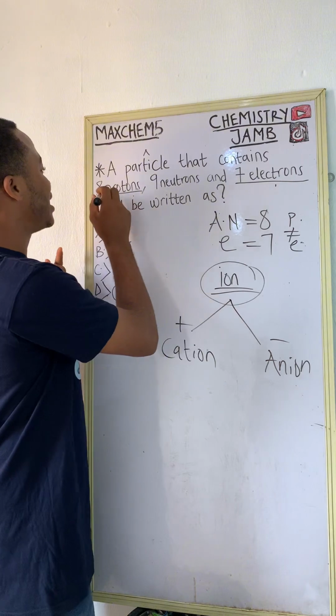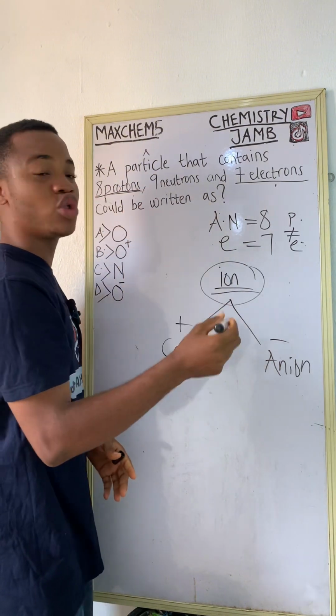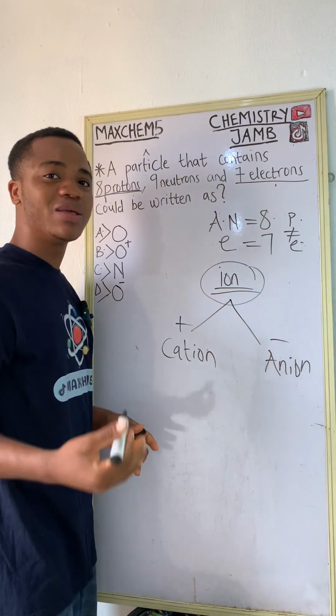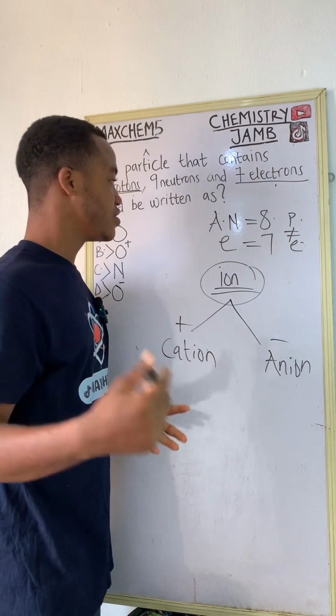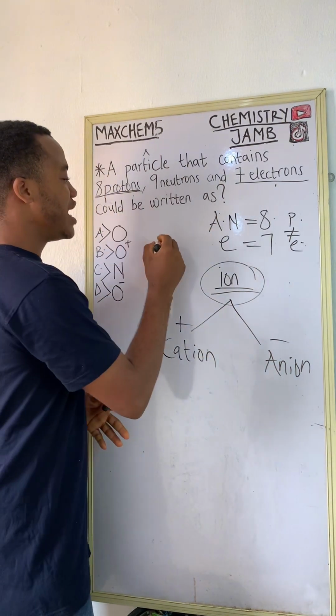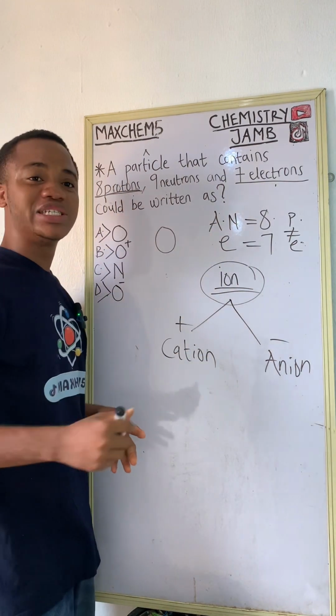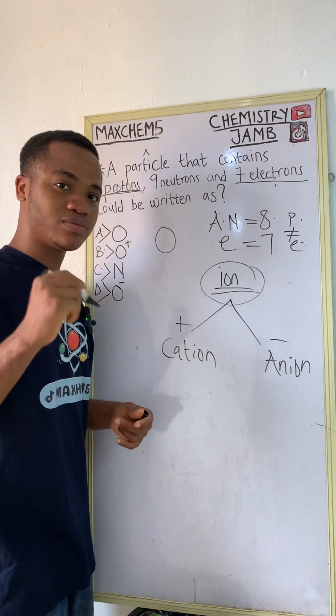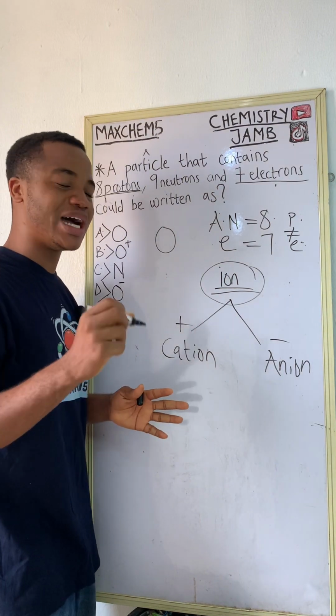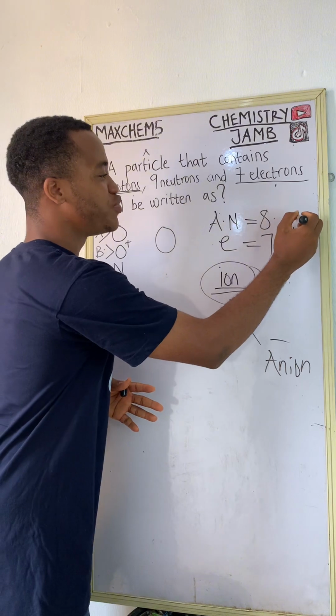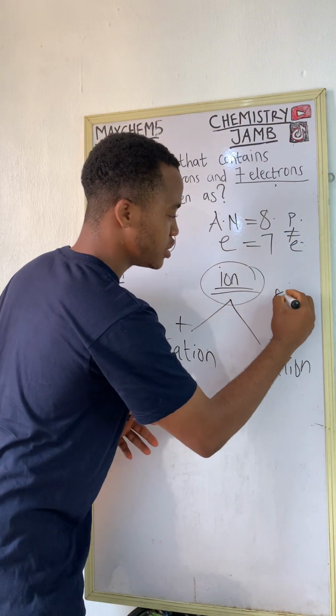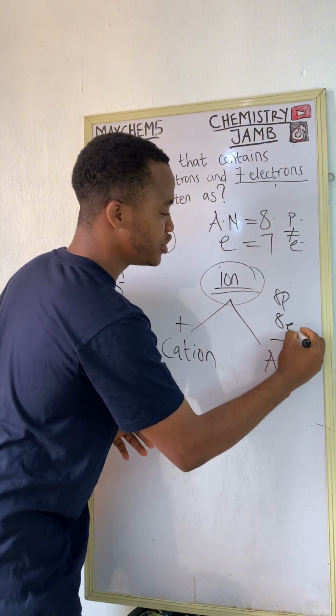So we need to know the type of ion that this particular particle is, right? Now remember it has 8 protons, and I said that the atomic number is 8, right? Which element has an atomic number of 8? Correct. The element is oxygen. Oxygen has an atomic number of 8. But the neutral oxygen atom has 8 protons and 8 electrons, right?